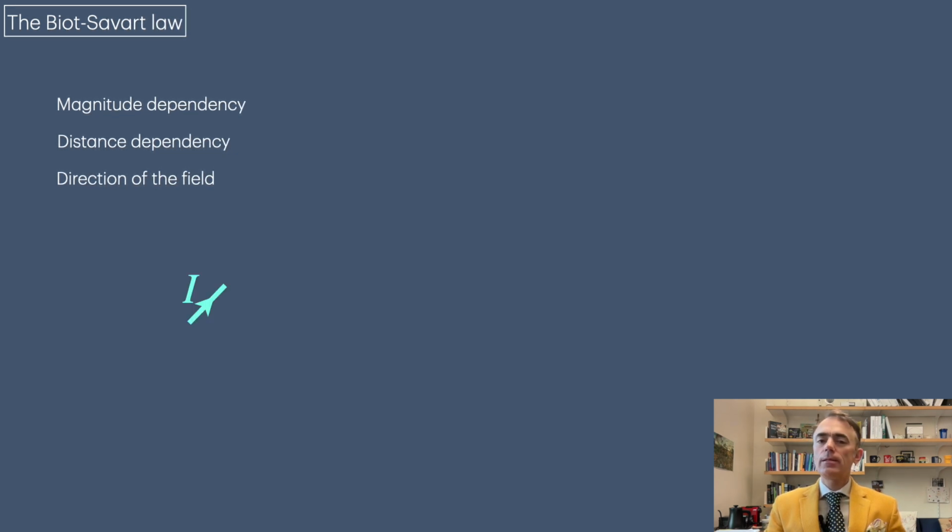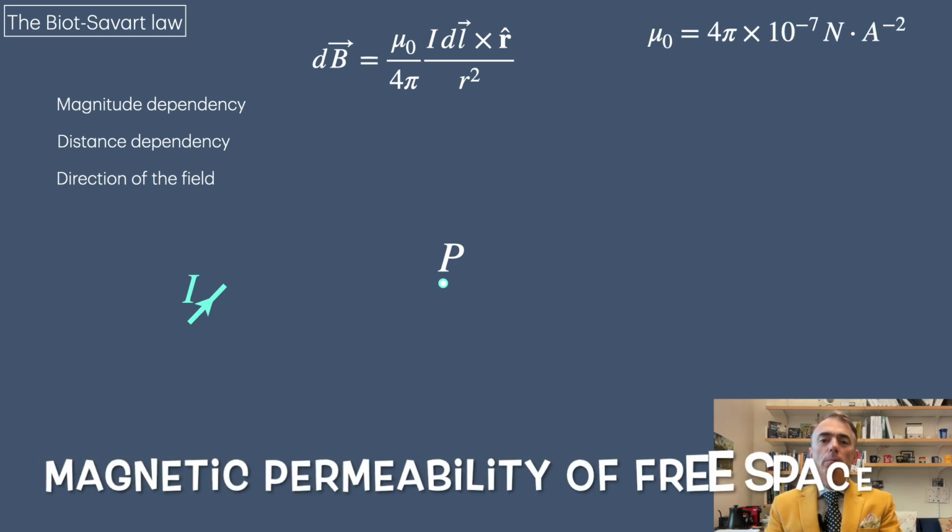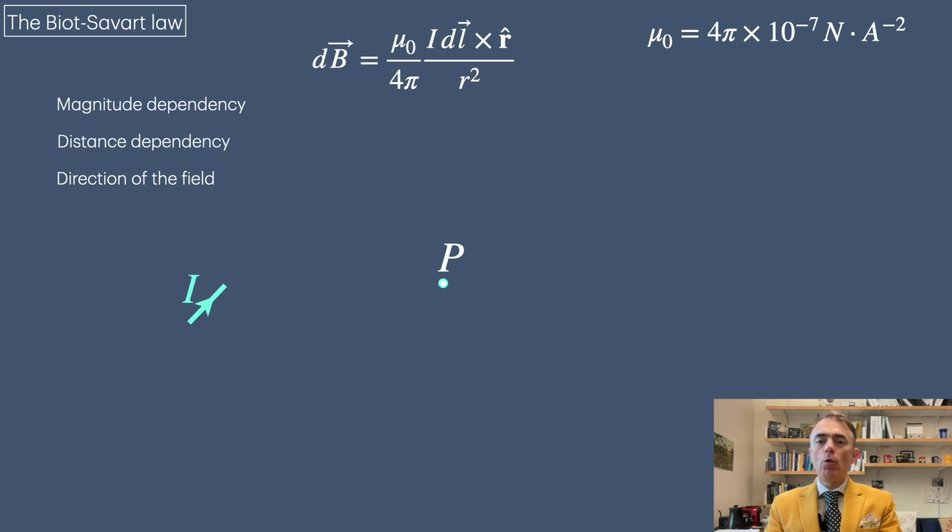For any infinitesimal segment of current-carrying wire, the magnetic field dB at point P in space due to a small current element dl carrying current I is given by dB equals mu naught over 4 pi, I dl cross product r hat over r squared, where mu naught is the permeability of free space, a fundamental constant, which is 4 pi times 10 to the power of negative 7 newtons ampere to the negative 2.